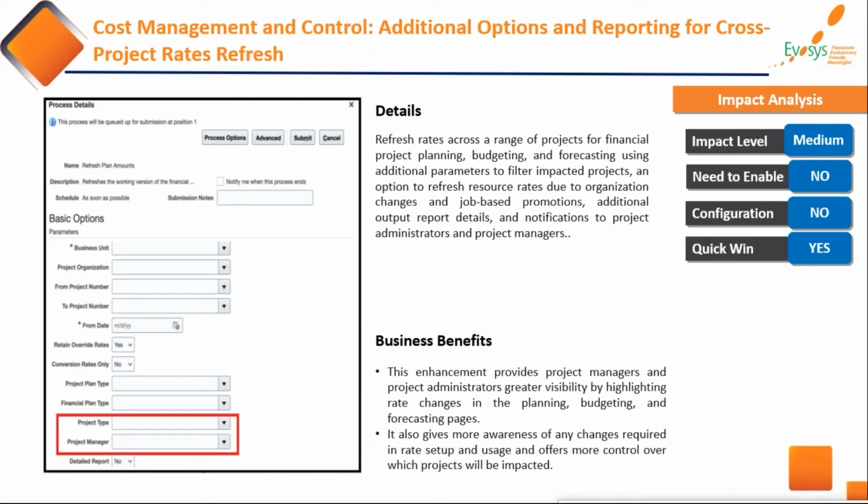But previously these two parameters were not there, and the main parameters were business unit and the project org. So by introducing these parameters, now the project manager, at their wish, can run this program, and based on the promotions, whatever change there is in the rates of the employees for costing, the same is going to reflect in your planning, budgeting, and the forecasting.